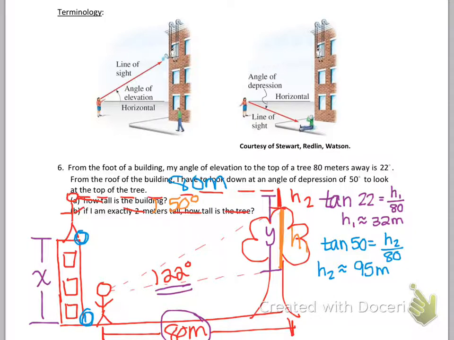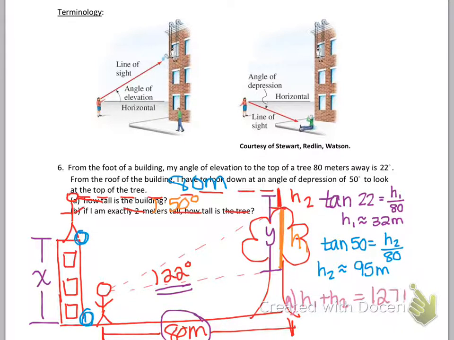So how tall is the building? Well, the building is the 2 heights put together. So we have H1, so the answer for A is H1 plus H2. And when you do this, you get 127 meters.